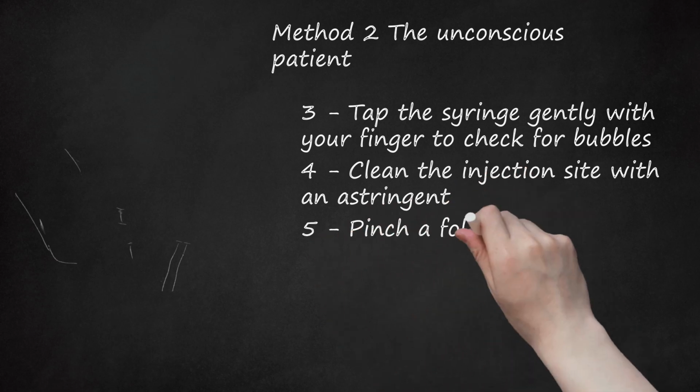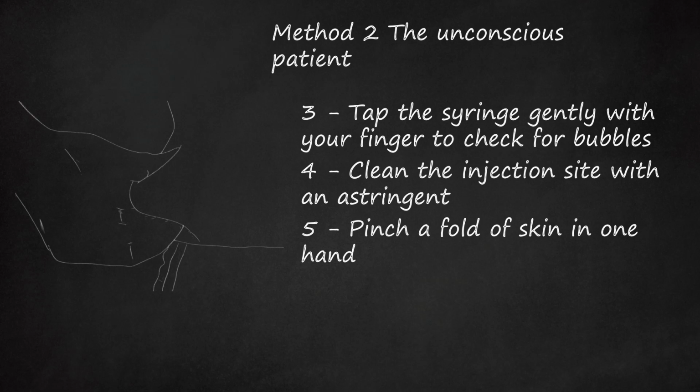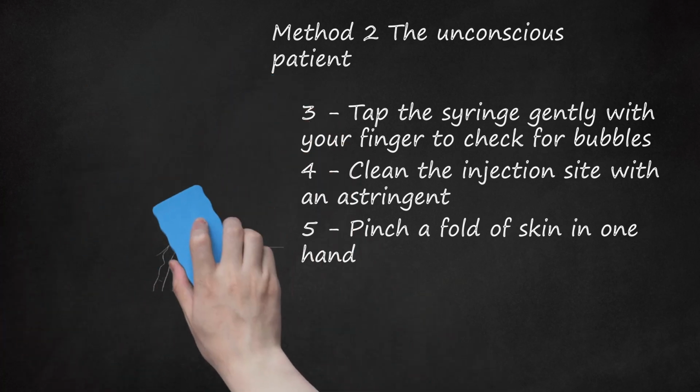5. Pinch a fold of skin in one hand. Hold the syringe close to the fold with your fingers off the plunger. Usually, the syringe is held at a 90-degree angle, however a 45-degree angle is often needed for small children and thin adults. This is to prevent the injection from going into the muscle.